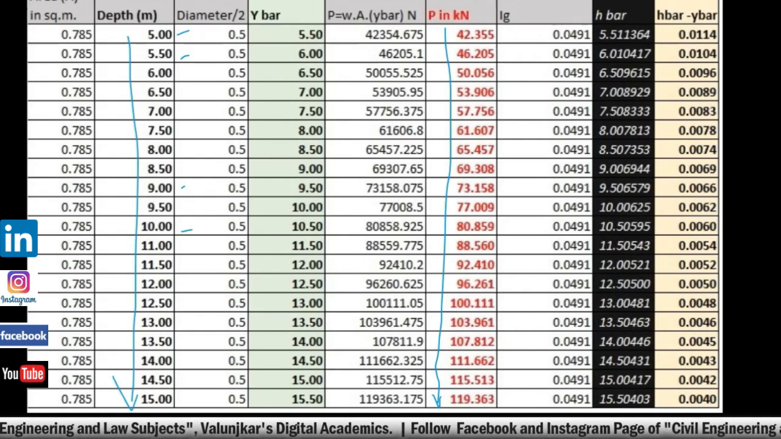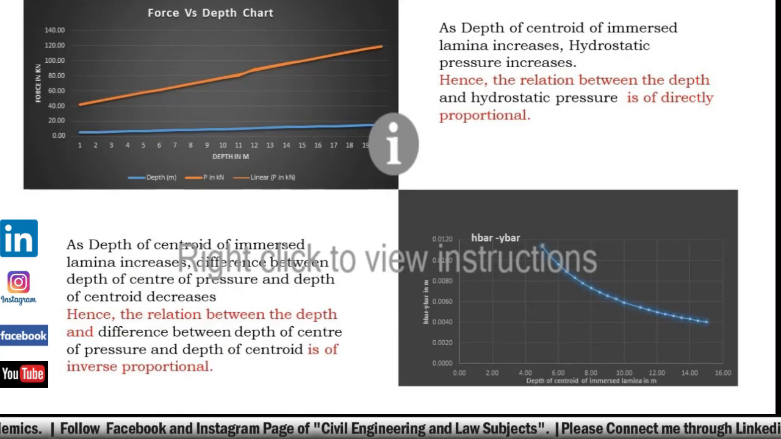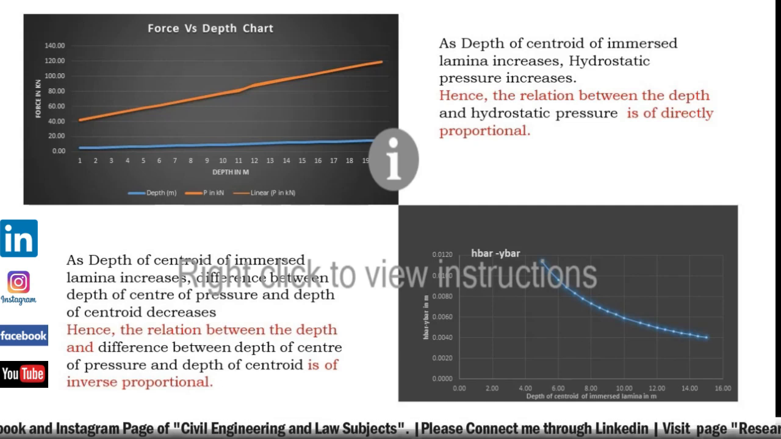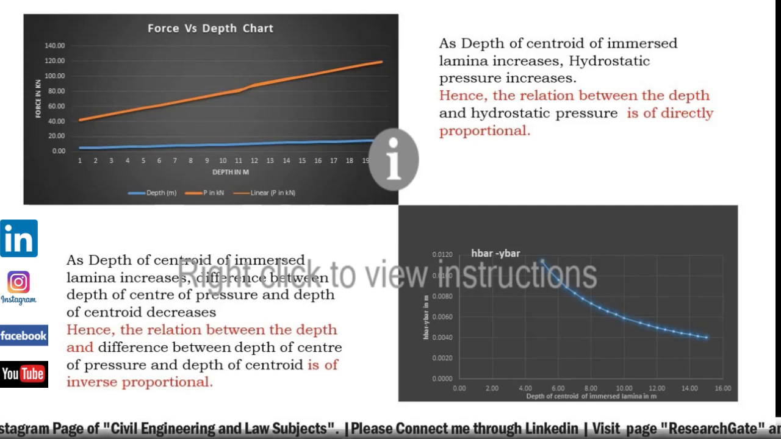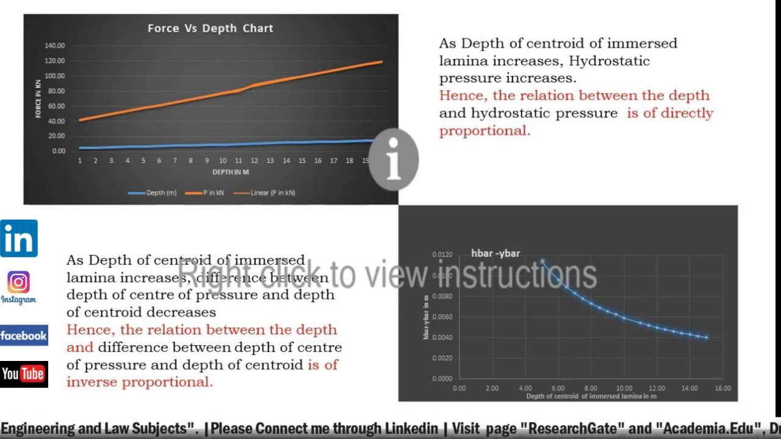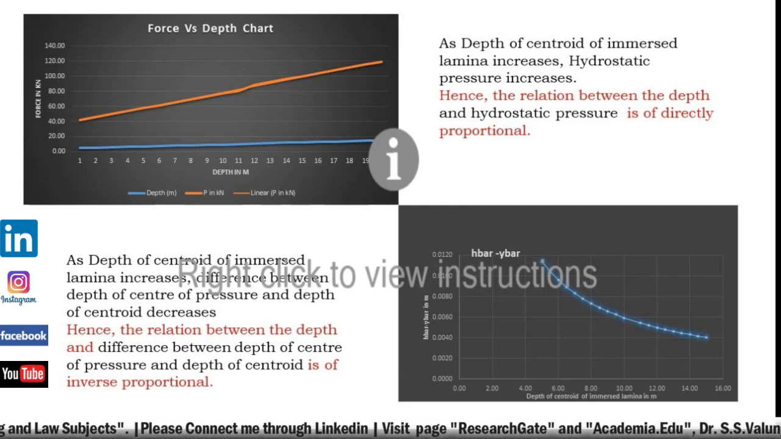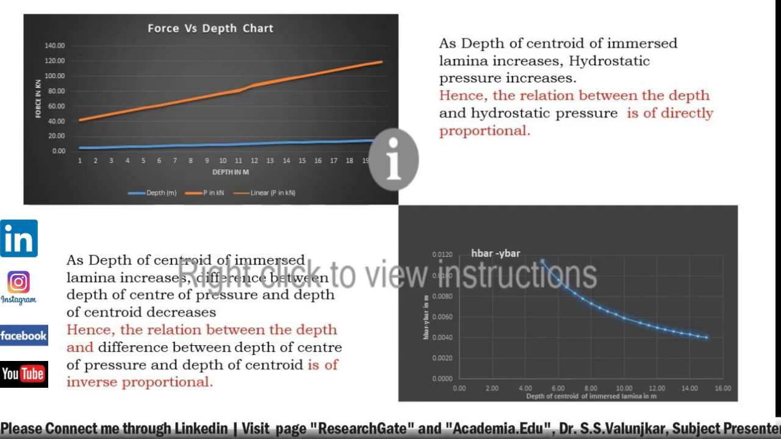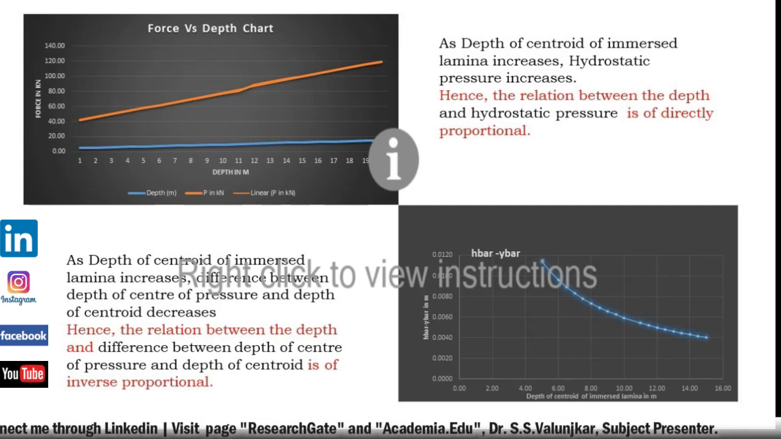As the depth of the immersed lamina increases, the difference between the center of pressure and Y bar, that is the center of gravity position, gets reduced. As the depth of centroid of the immersed lamina increases, hydrostatic pressure also increases. Hence the relation between the depth of the immersed lamina and the hydrostatic pressure is directly proportional.